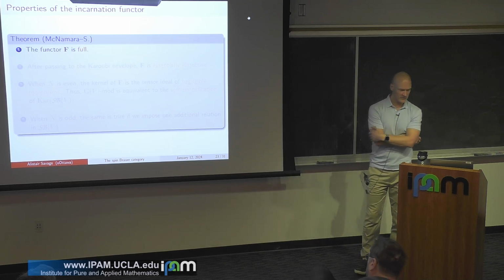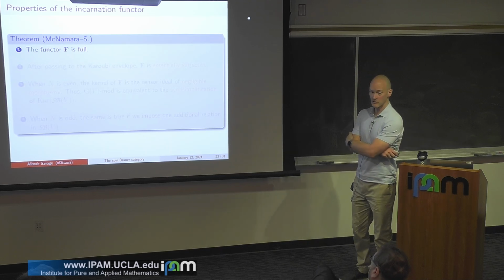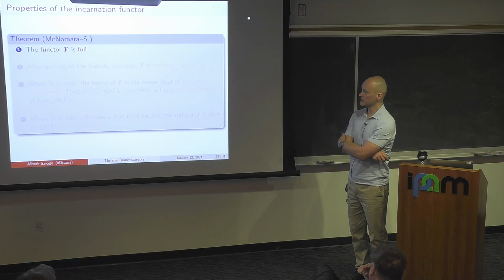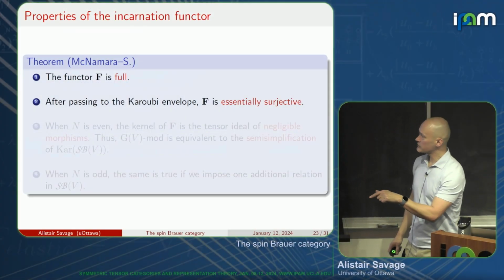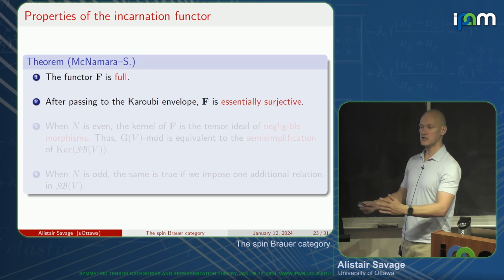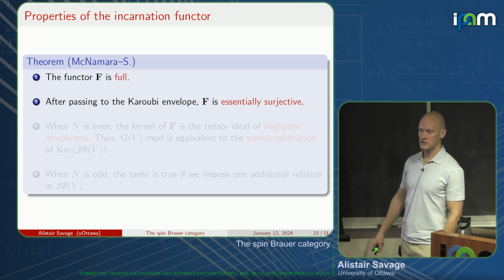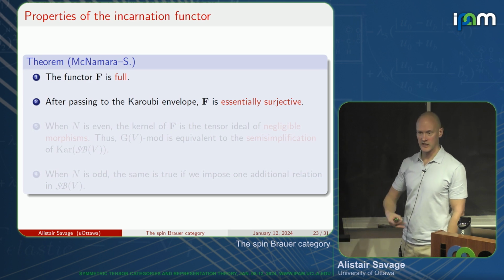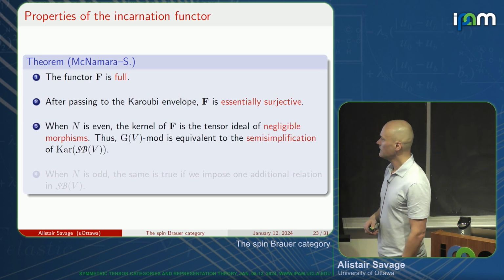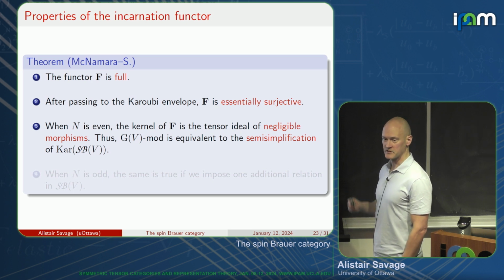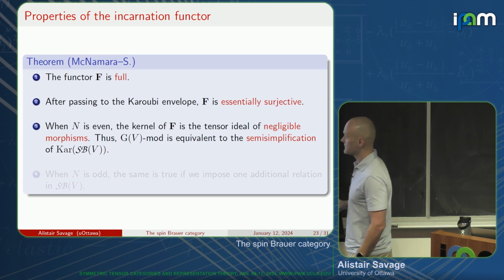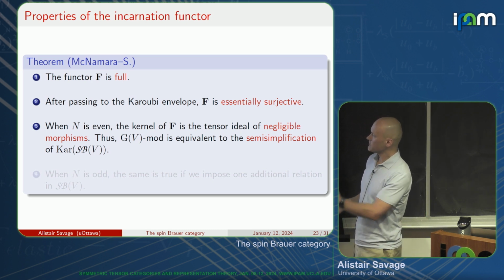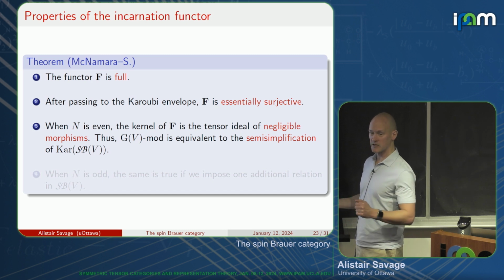Okay, so what are the nice properties of this functor? It's full, just like we had for the Brauer category. After you pass to the Karoubi envelope, it's essentially surjective. This is just the fact that I mentioned before that any finite dimensional module for pin or spin is inside some tensor power of spin. And since we have spin and we pass to the Karoubi envelope, we get all sum n, so we get everything. When n is even, the kernel is a tensor ideal of negligible morphisms, so just like we had for the Brauer case. And so, by definition, when you quotient out by negligible morphisms, that's a semi-simplification.